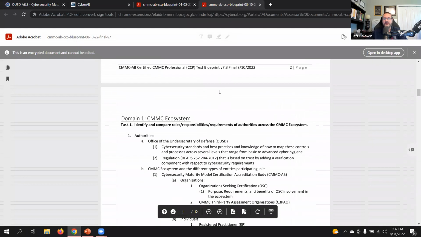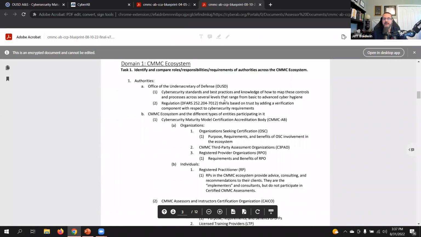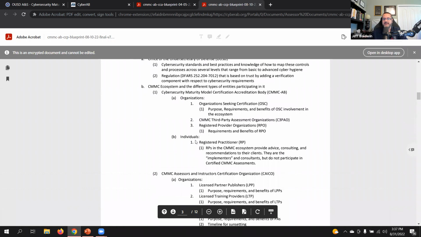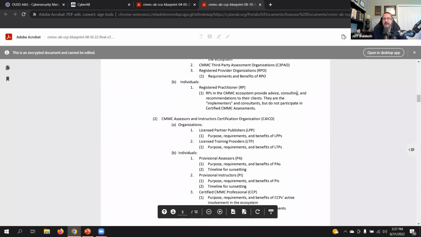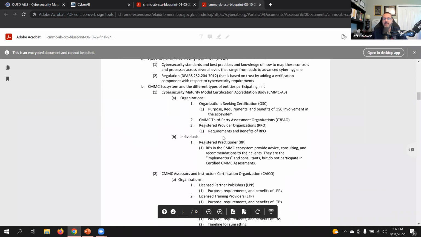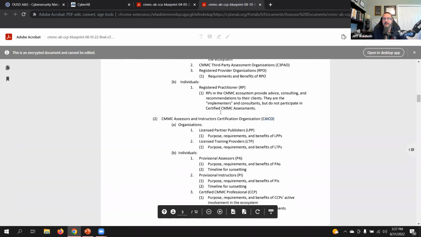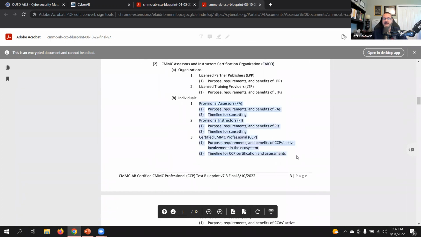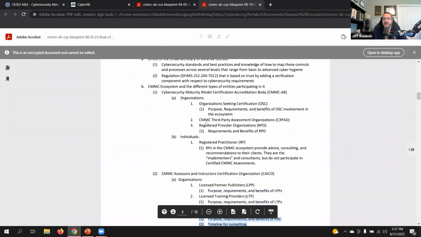So that was the first domain. Essentially, we look at all the different parts of the ecosystem, the organizations and the individuals, and the AB versus the CAICO. See how it's kind of separated by the certification of individuals versus the certification of organizations, and then the accreditation of C3POs to certify these organizations.